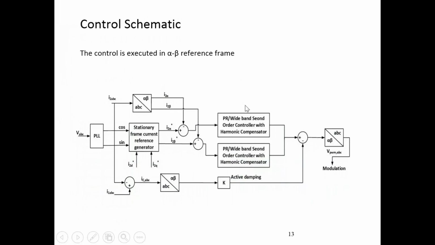So here's a control schematic of taking our grid voltages from ABC, or the inverter output voltages and currents, and going through a DQ transformation to help us in our control, and implementing the control in terms of the PR controller that we just talked about with active damping. Right?